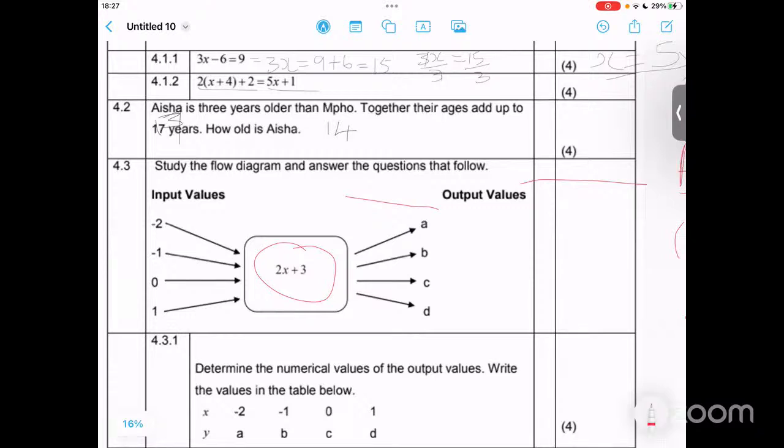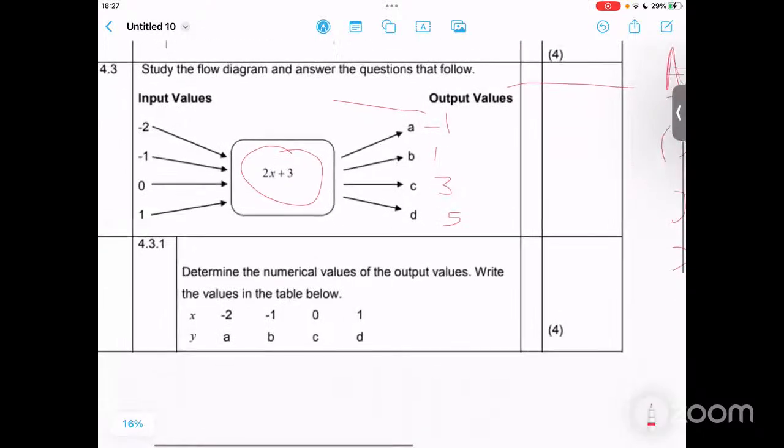Ma'am, A is -1. B is 1. C is 3, and D is 5. Okay. Is everybody getting the same answer? Yes, ma'am. Okay, cool. Now let's move here.